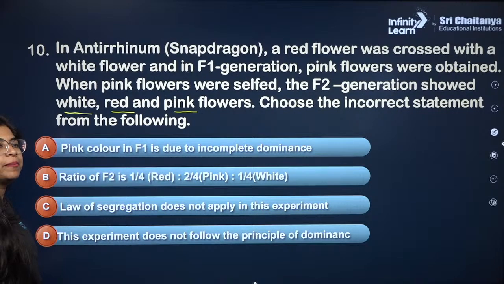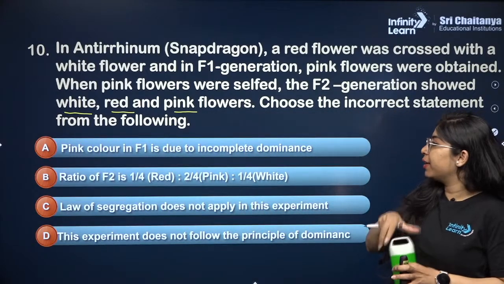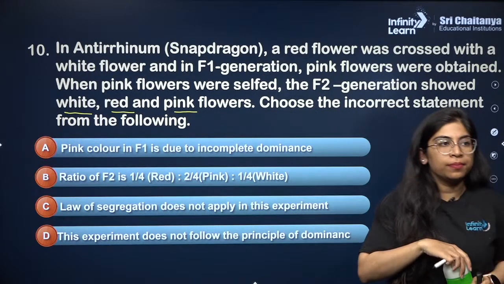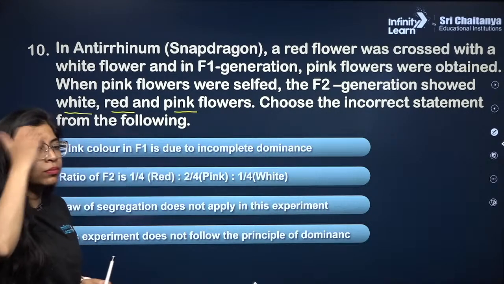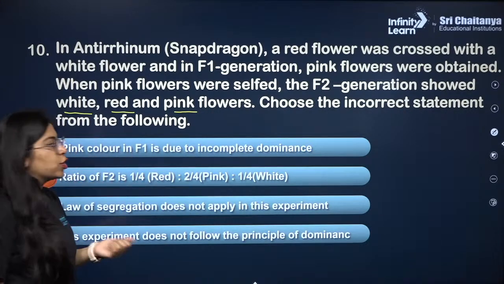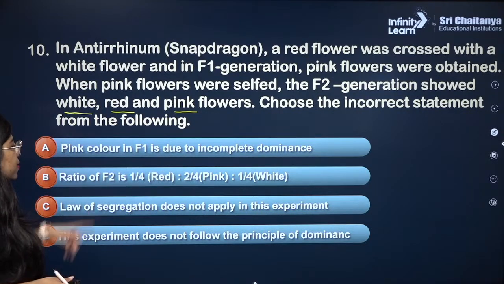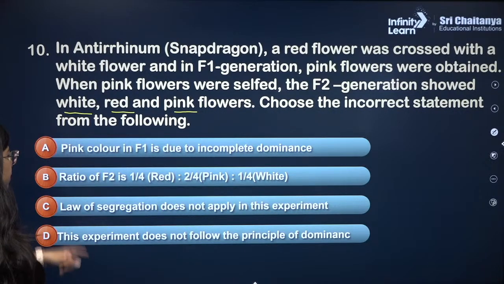All three of you, fast. What is the incorrect one here? This is the pink flower case, everyone. What do you think? I'm waiting for your answers here. Pink color in the F1 is due to incomplete dominance, okay. This is the F2 ratio which we usually obtain. Rahul says the answer is D. This experiment does not follow the principle of dominance.